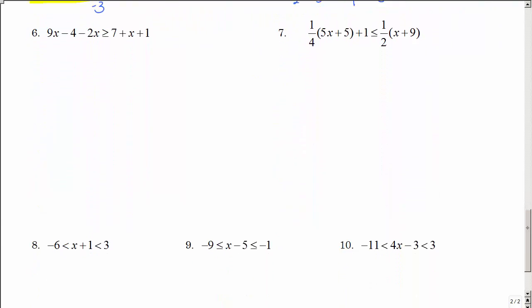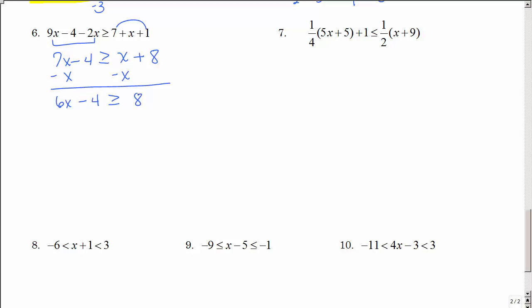All right, now we're getting a little bit more complicated, just like those equations. So let's review those steps. If you have parentheses or fractions, you want to get rid of those first. We want to collect like terms on each side and then isolate that x. So I'm going to collect like terms. Now you get to decide what side you would like your x's on. Well, I think I'm going to move mine to the left. So I have 6x minus 4 greater than or equal to 8. All right, moving my letters. Now I need to add 4 to both sides.